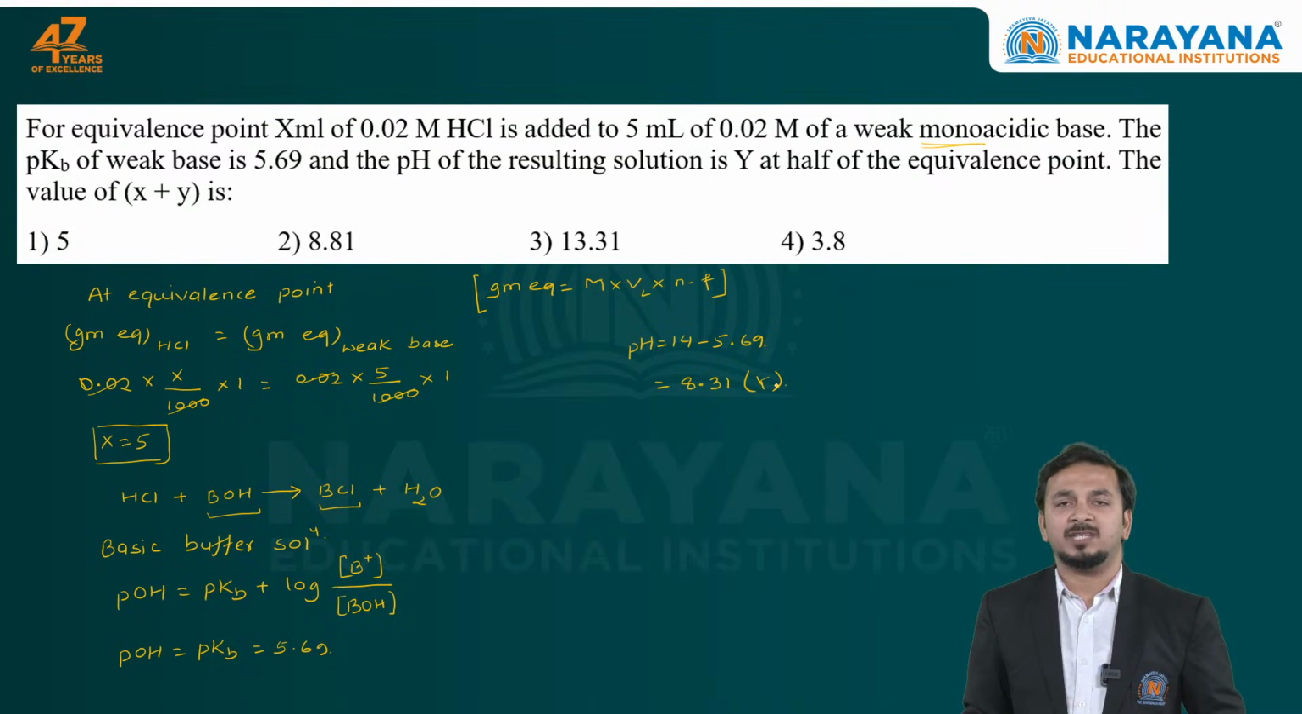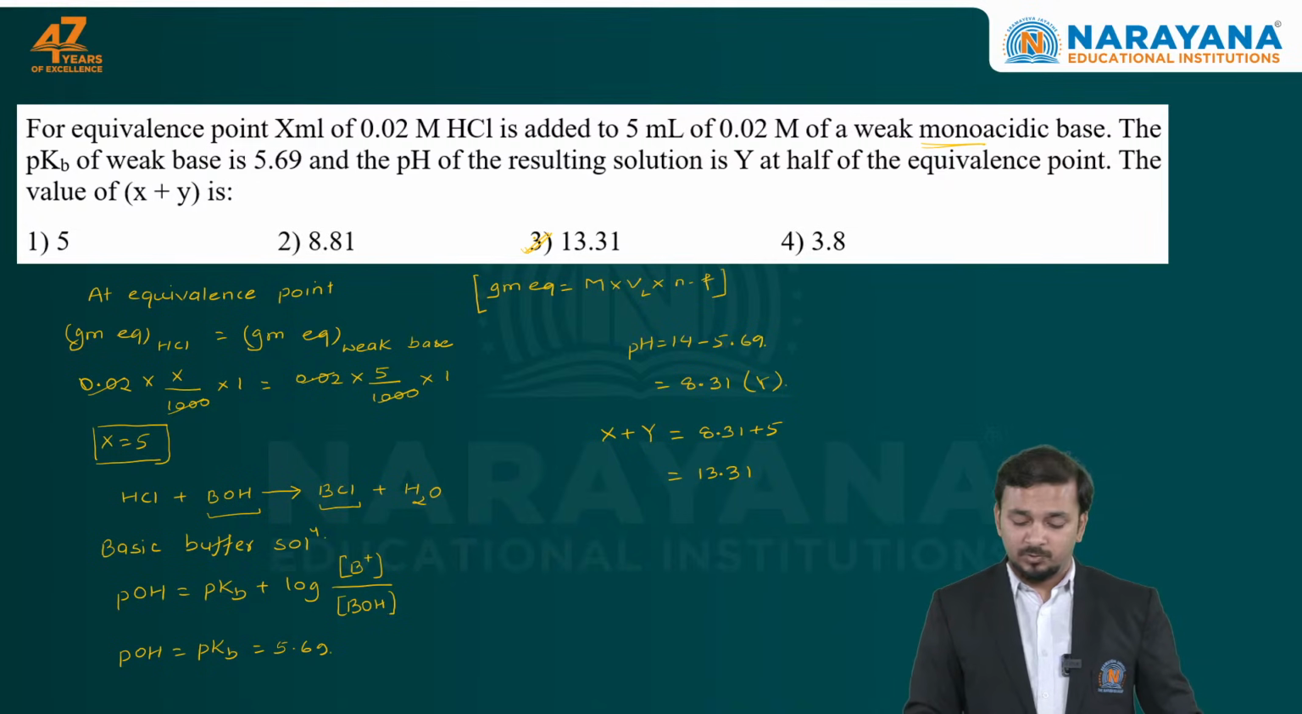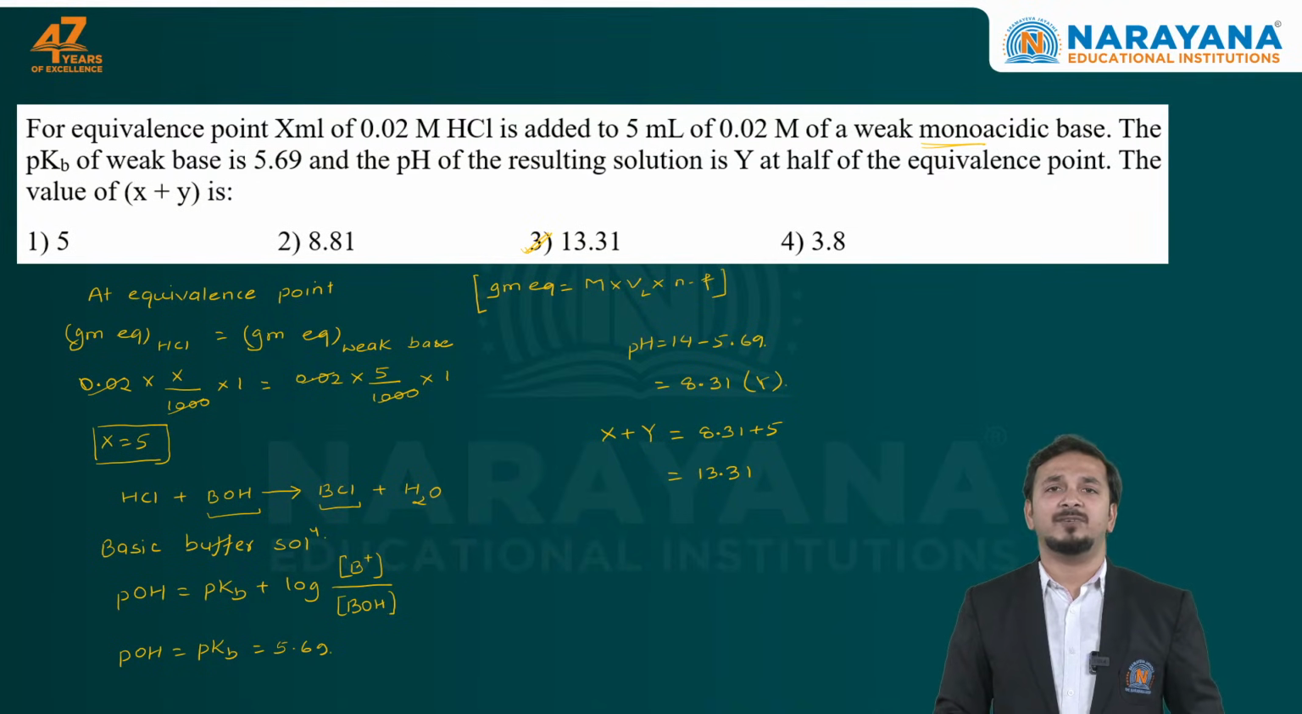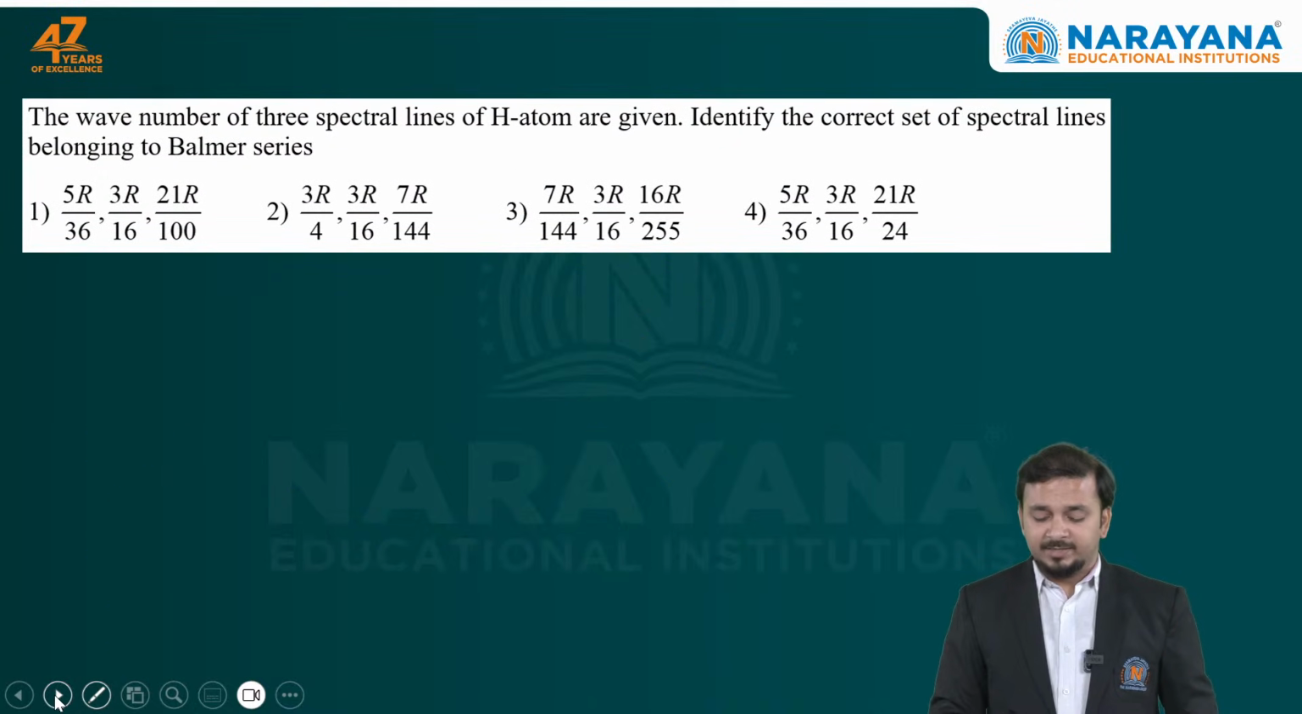So we have got X as 5, Y as 8.31. So X plus Y, which they are asking, will be equal to 8.31 plus 5, that is 13.31. So the correct answer for this question will be option 3. This again I'll rate as a moderate to difficult question. Let's see the next question.